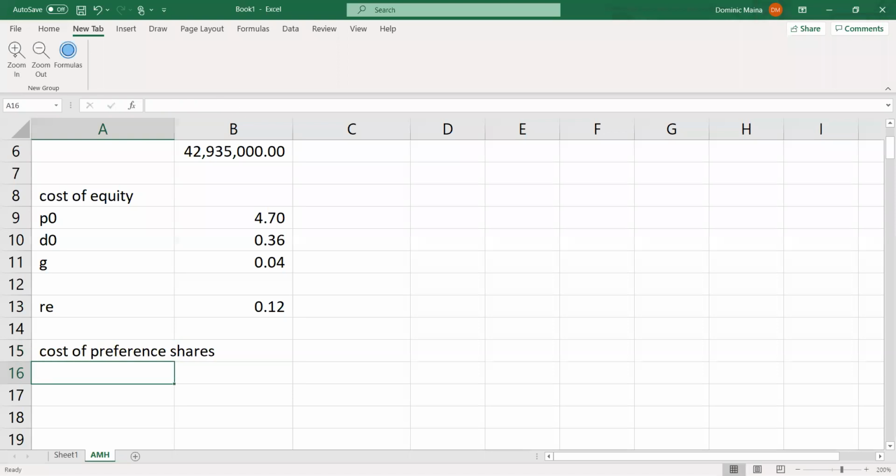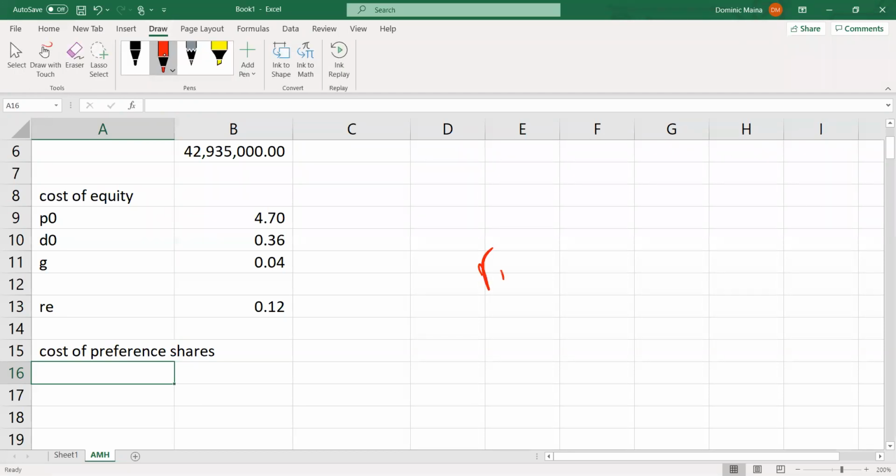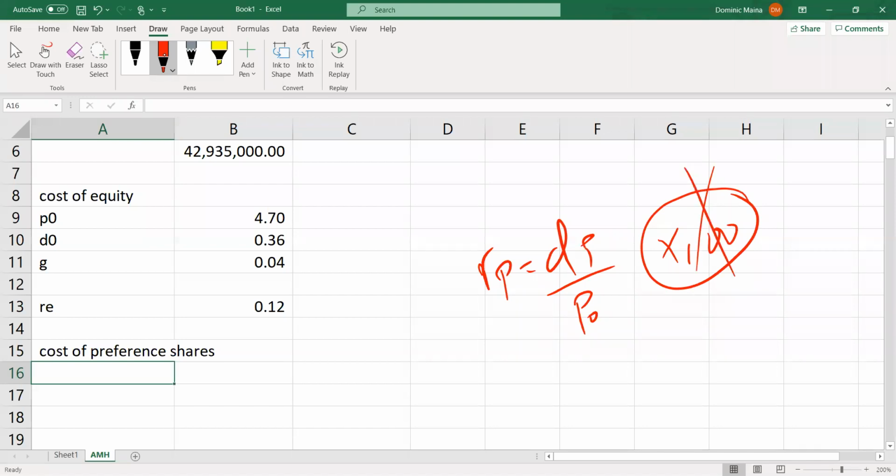Of course, the cost of preference share, just to remind you, RP is equal to preferred dividend divided by P naught. As I said, don't convert to percent, just work the way it is. Of course, we know that it is going to be 10%, but don't convert. So RP will be equal to the preferred dividend, which we need to get.